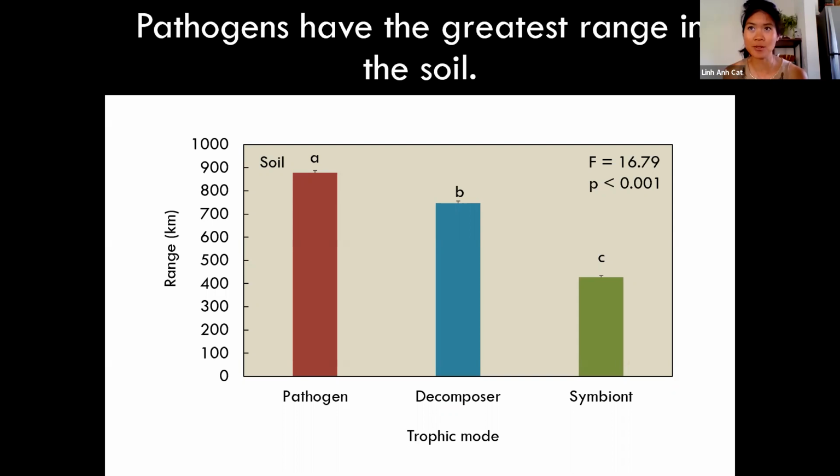This is followed by decomposers, and then the beneficial fungi or symbionts have the smallest range. And I also think part of the reason why symbionts have the smallest range is their partnerships with plants can often be very specific. So they're probably also just following where the plants that they form partnerships with are. So they have a smaller, tighter range.